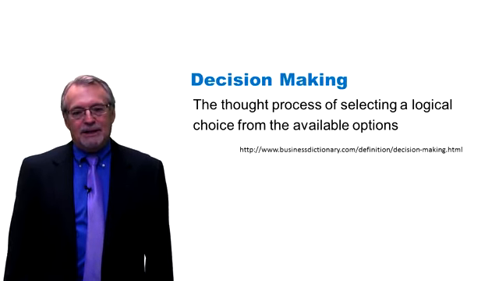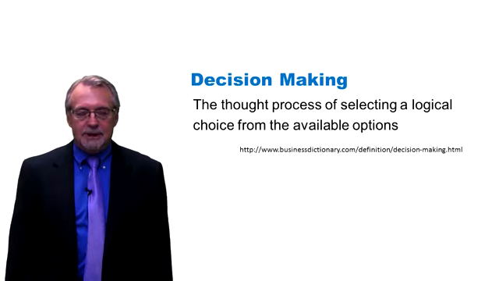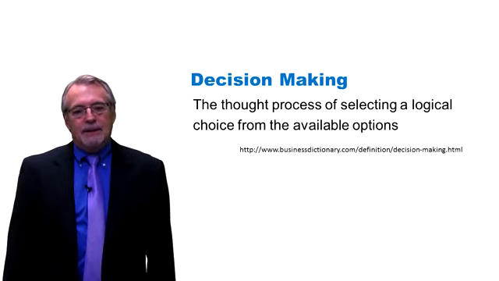And the decision making part of it is a process. So there's some steps you can go through, or we'll look at another way. You don't have to go through specific steps. Some people just somehow make decisions along the way. This is a logical choice from available options.